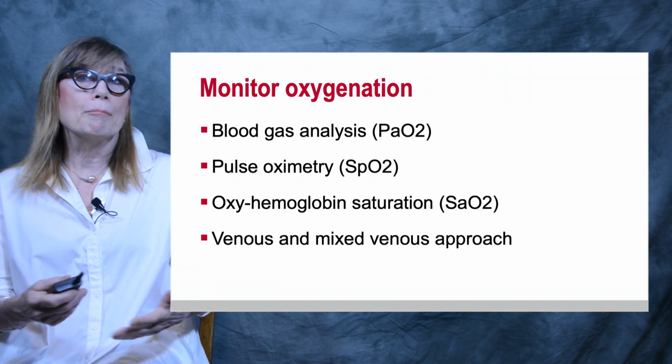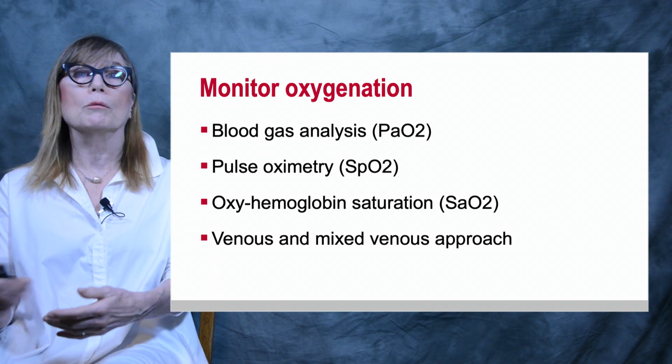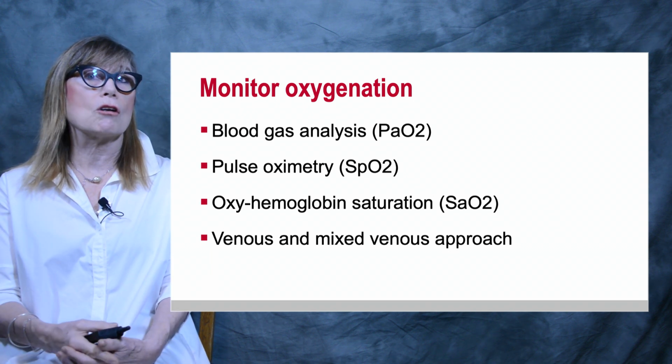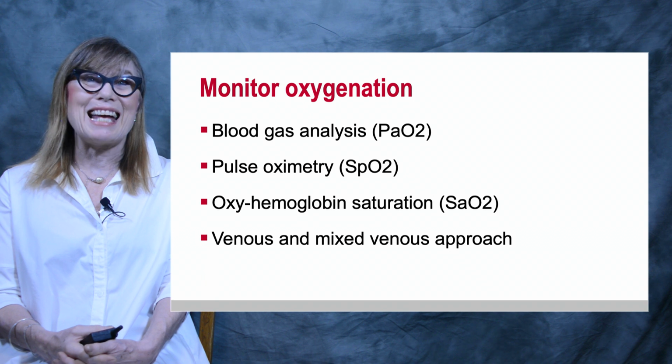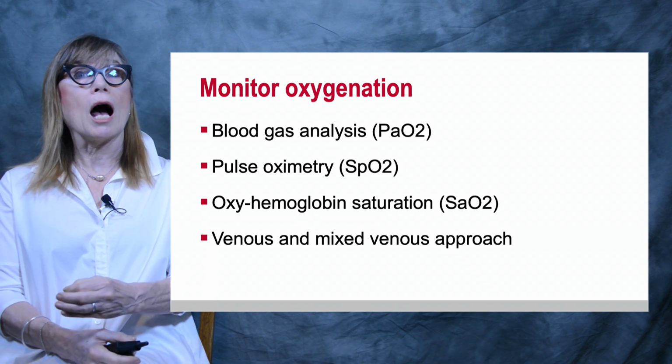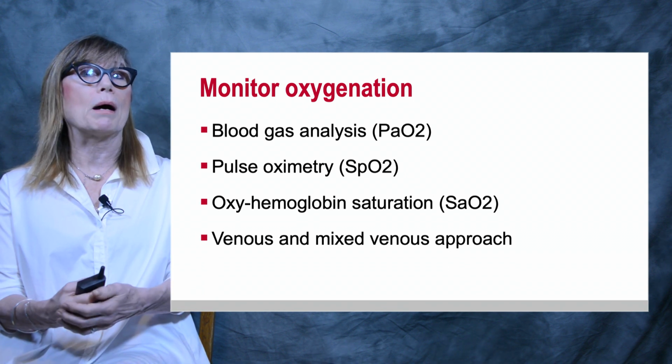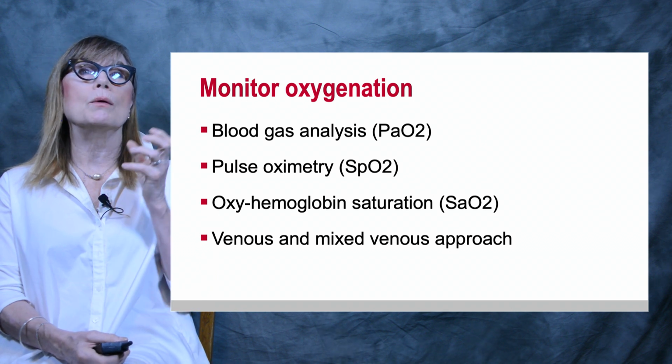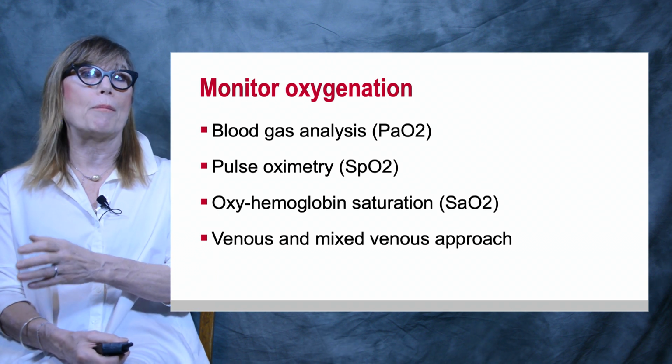So we talk about monitoring oxygenation with arterial blood gas analysis. That will give us our PaO2 and our SaO2. PaO2 is the oxygen dissolved in the blood that can be used by the cells, and the SaO2 is the oxygen that's being transported by the hemoglobin.